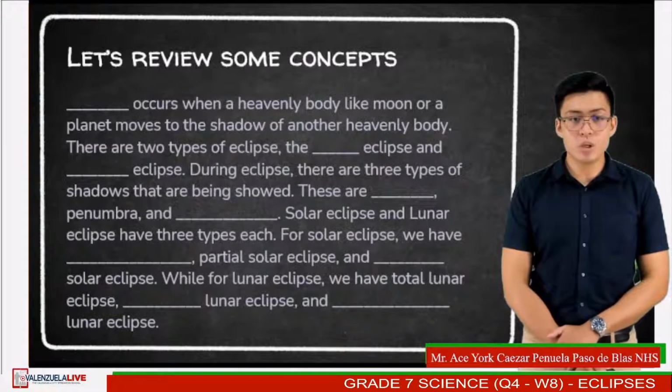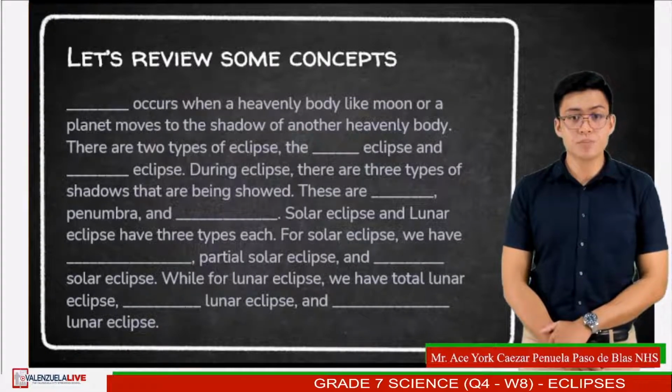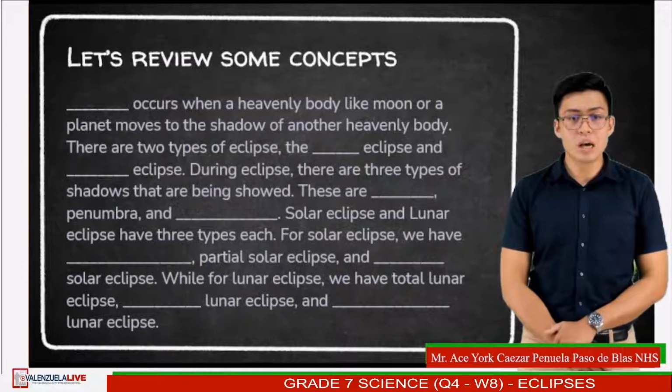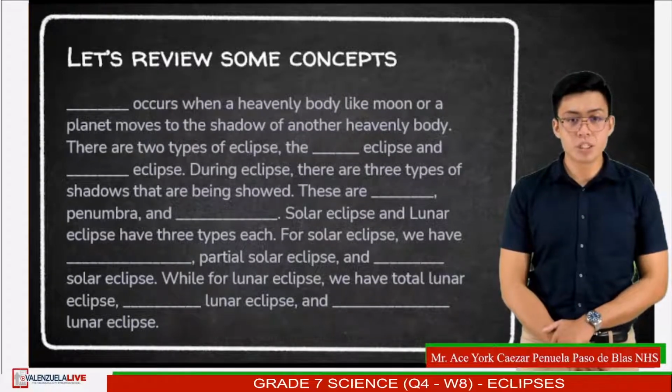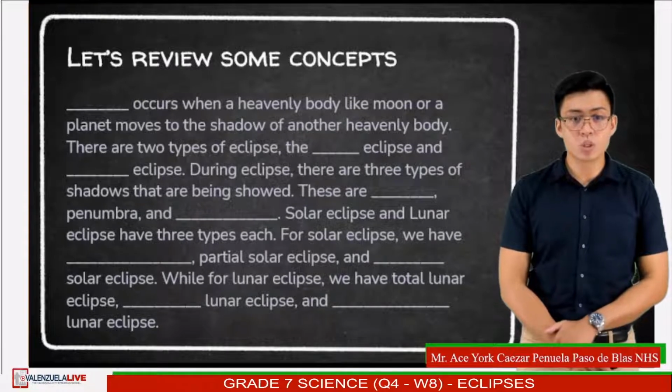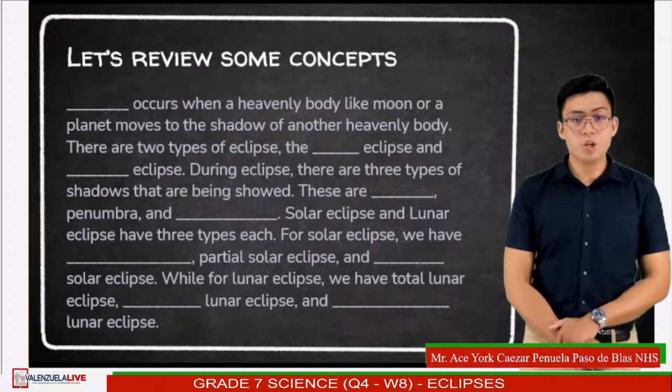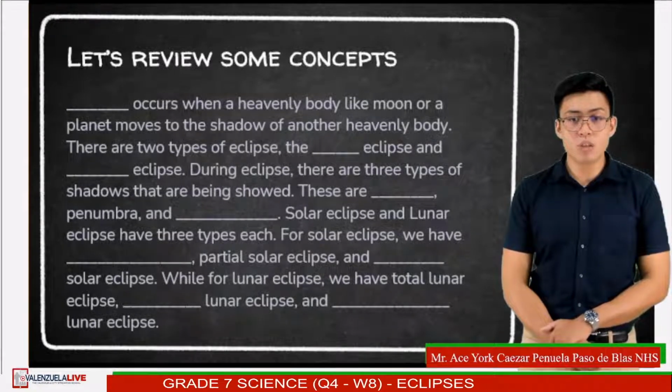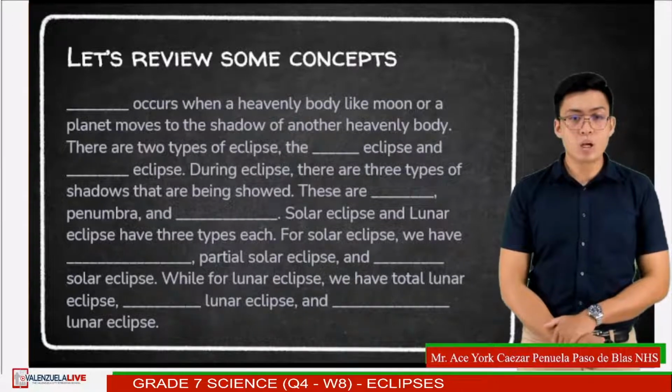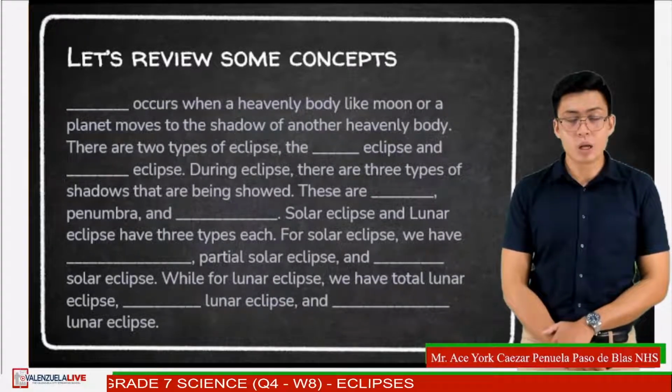Solar eclipse and lunar eclipse have three types each. For solar eclipse, we have blank, partial solar eclipse, and blank solar eclipse. While for lunar eclipse, we have total lunar eclipse, blank lunar eclipse, and blank lunar eclipse.